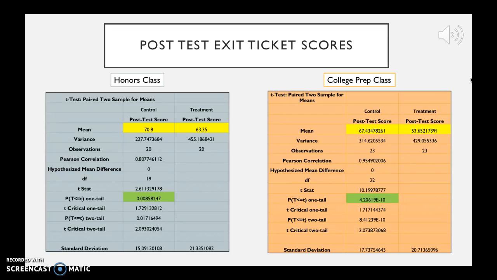For the college prep class, there was a difference of 13.78% between the control and treatment groups, with the control group scoring an average of 67.43% with a standard deviation of 17.7%, and the treatment group scoring an average of 53.65% with a standard deviation of 20.7%. The p-value indicated the difference was very highly statistically significant, as seen by the green highlighted number on the chart.